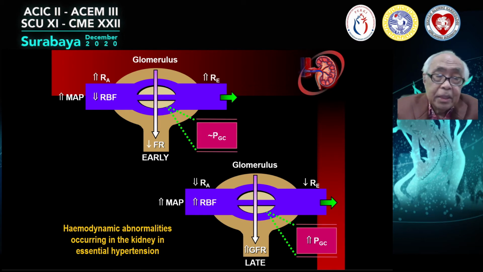As you know, the pressures normally are afferent 20, glomerulus 5, and efferent 11, a mean pressure that is normal. But everything will change in the case of hypertension.